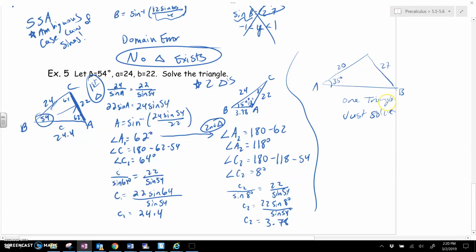So there's 3 different cases. First thing I check for is the side across from the angle given, is it longer or shorter than the other side? If it's longer, just solve, it's one triangle. But as soon as that side across is shorter, like in examples 4 and 5, then I try to solve. If it doesn't work, no triangle exists, and if it does, I have to find that second triangle. And that is the ambiguous case.